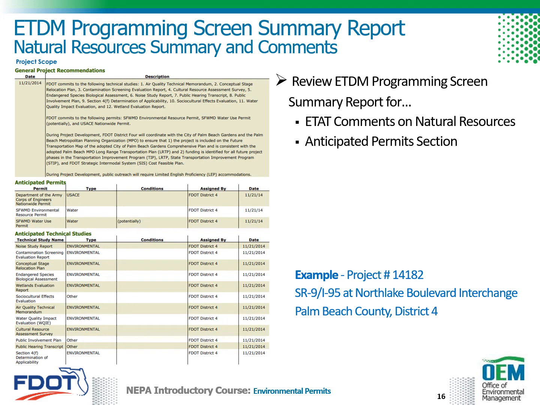The ETDM Programming Screen Summary Report provides comments from the regulatory agencies on the natural resources within the project area, including air quality, coastal and marine systems, contaminated sites, navigation, water resources, wetlands, wildlife and habitat, historic and archaeological, recreational areas, and Section 4(f). In addition, the ETDM Programming Screen Summary Report contains an anticipated permits section. The review of this report will provide guidance on the types of issues and permits that need to be addressed or further evaluated during the PD&E study.